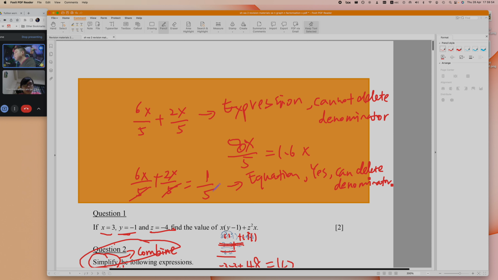So you end up with 6x plus 2x is equal to 1. So 8x is equal to 1. So therefore x is equal to 1 over 8. Done. Are you clear?